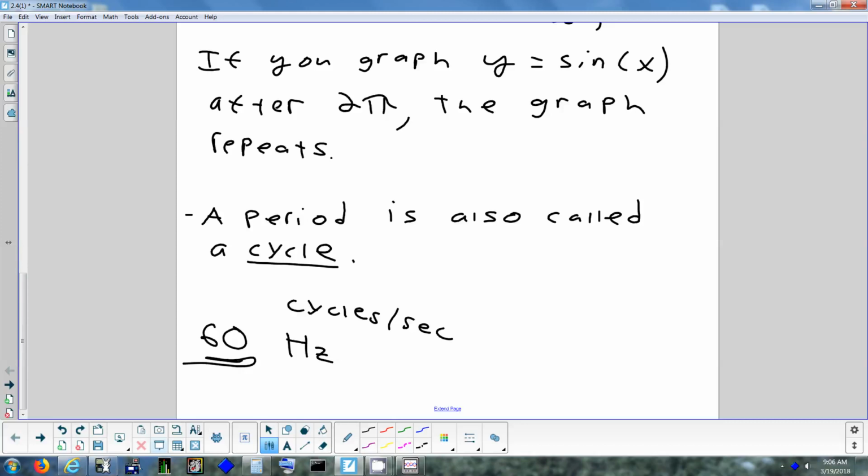Okay. So cycles per second or hertz, that's what any trade that uses electricity would measure it in. Okay. So we'll stick with the name period, but the name cycle is another name.